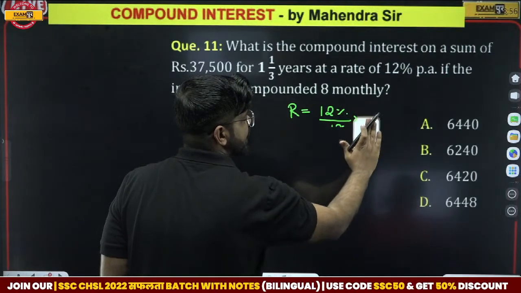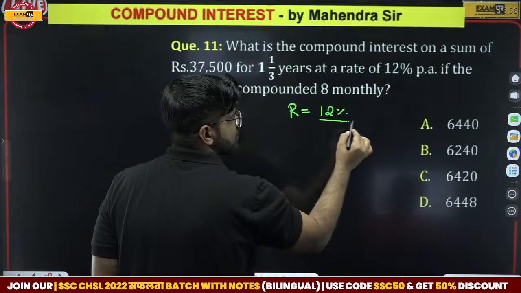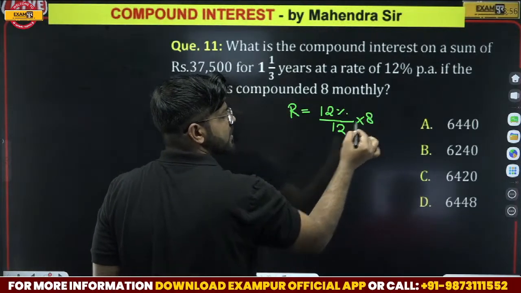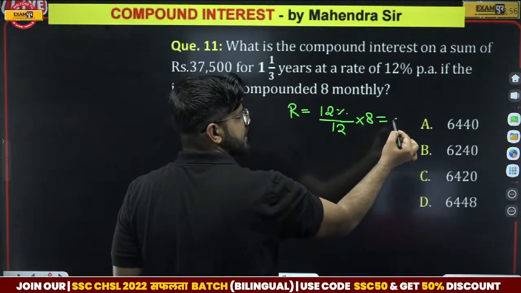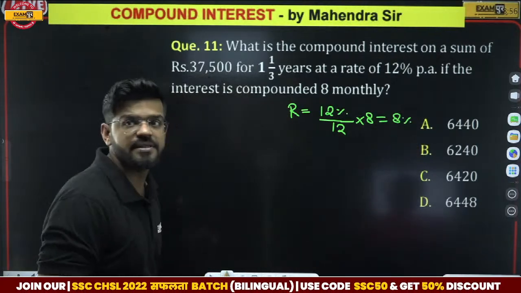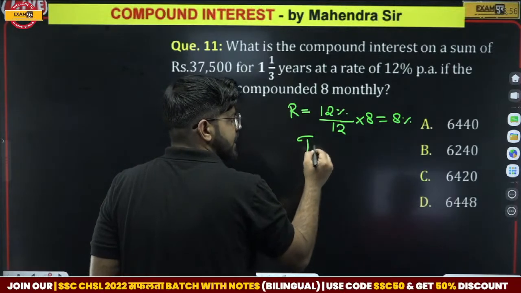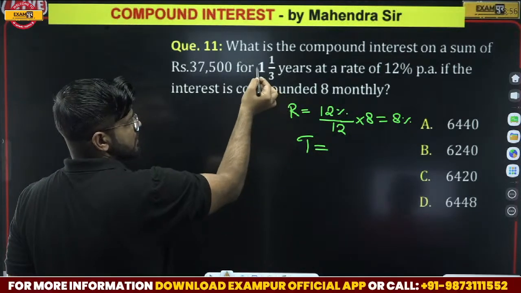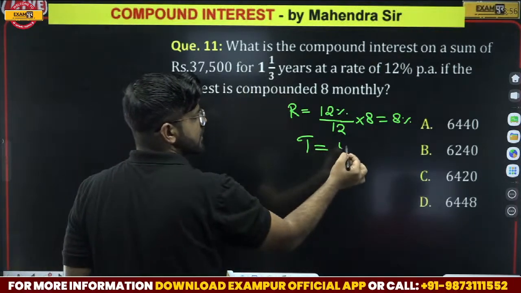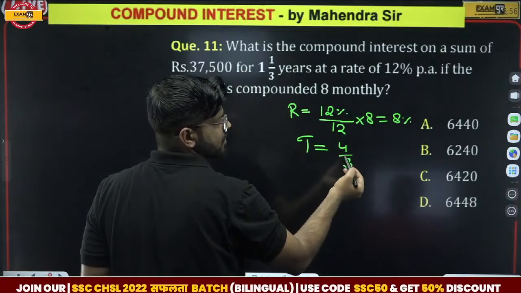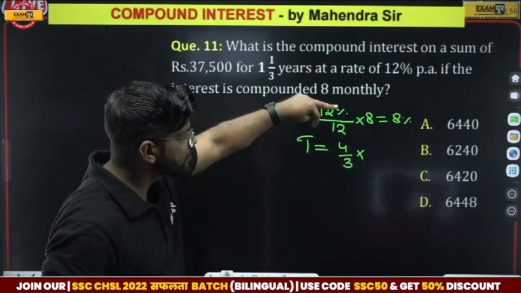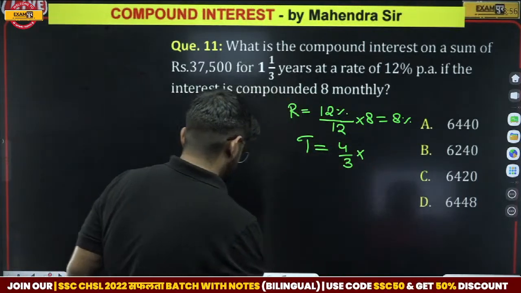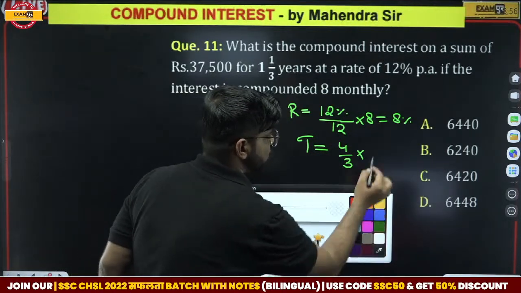Or we can say that 8 by 12. Okay. So for monthly, we have divided it by 12. For 8 monthly, we have multiplied it by 8. So what we get? We get 8% interest. For time, time is what? 1 by 3. So 3 ones are 4 by 3 is my time. And I have multiplied 8 by 12 here. Just reverse it and write 12 by 8 here.